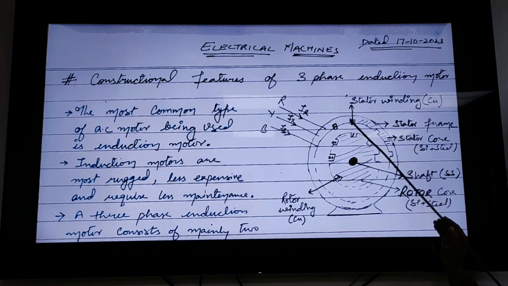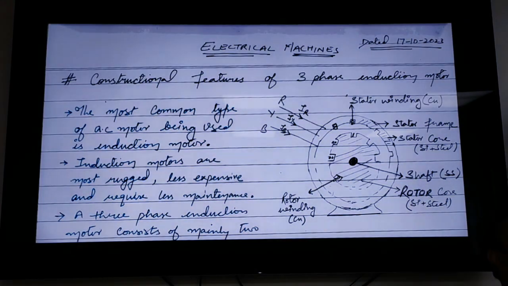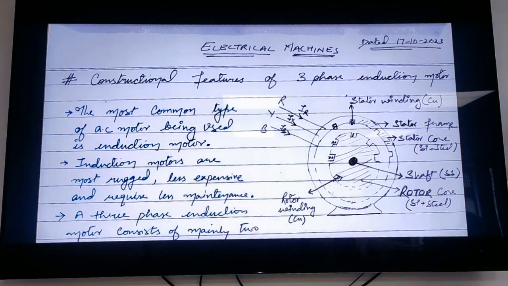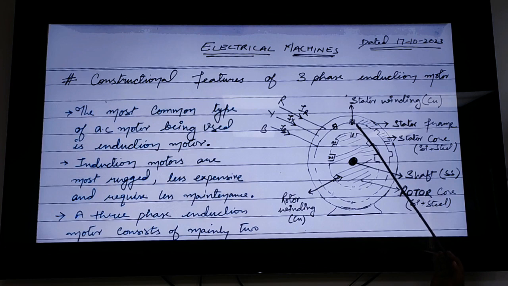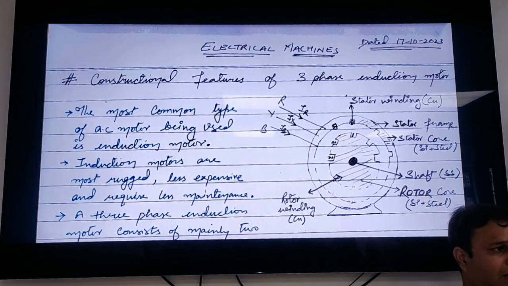Then in the stator we have slots on the inner frame. We have made some slots on the inside, and those slots are made in order to put some conductors in them. Those slots are filled with the stator winding, and the winding is made up of copper. We can use aluminium as well. We do have certain machines where we are using aluminium.